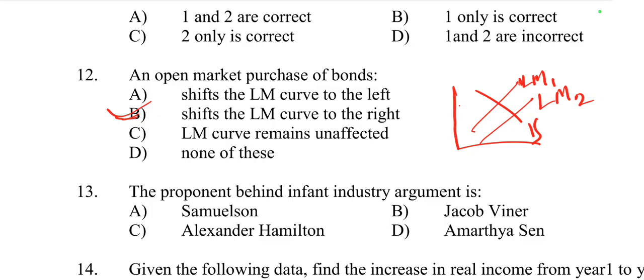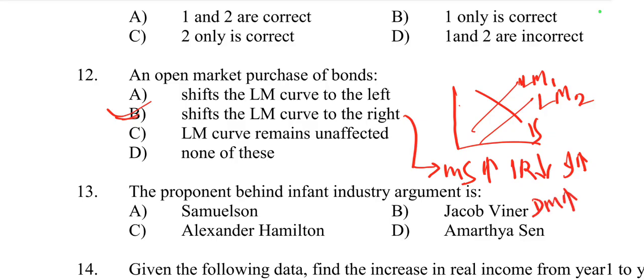When the central bank buys bonds, the money supply in the economy increases. When the money supply increases, the interest rate decreases, which encourages investment. When the interest rate decreases, investment rises. When investment rises, the demand for money for transactions also increases. So this shifts the LM curve. When the demand for money increases, the LM curve also shifts to the right, because it represents money market equilibrium. LM means liquidity and money supply. It increases, so it shifts the LM curve to the right.